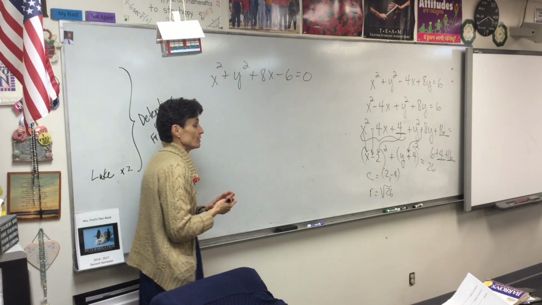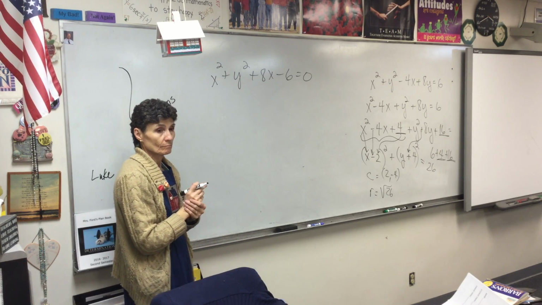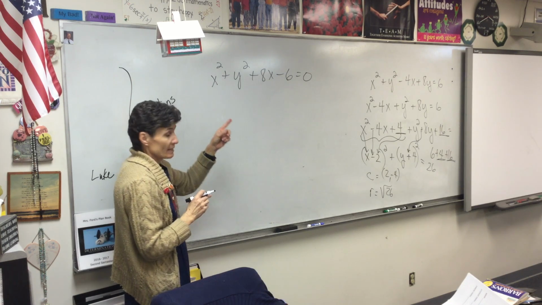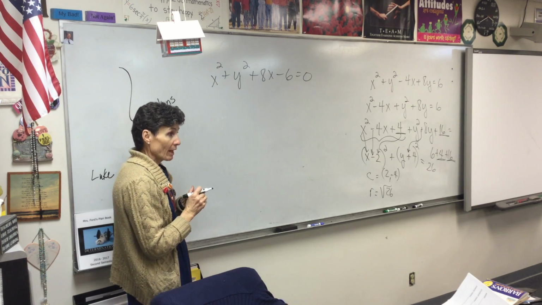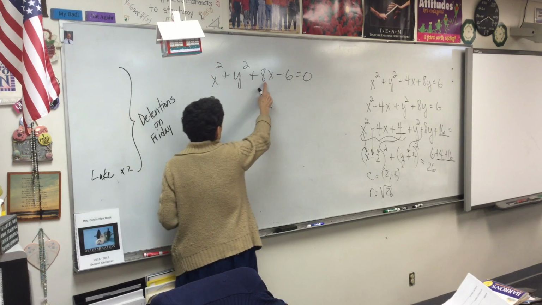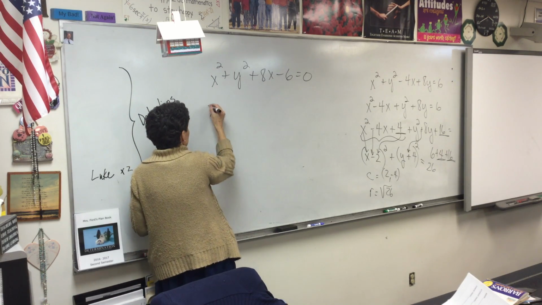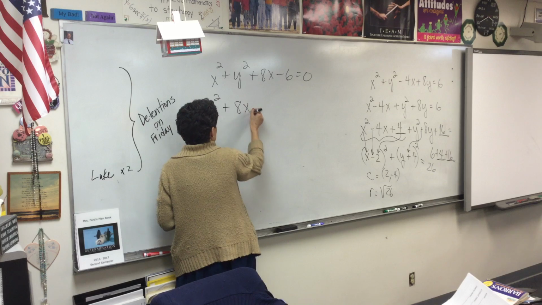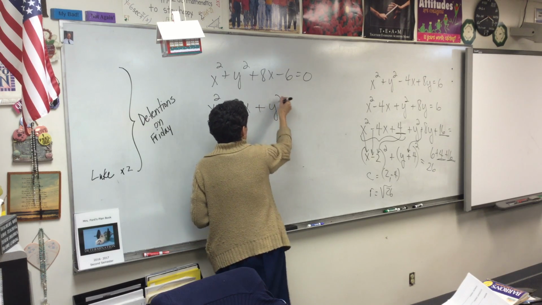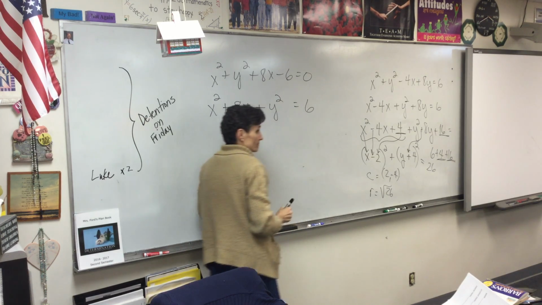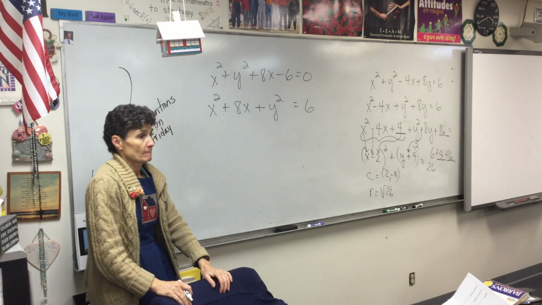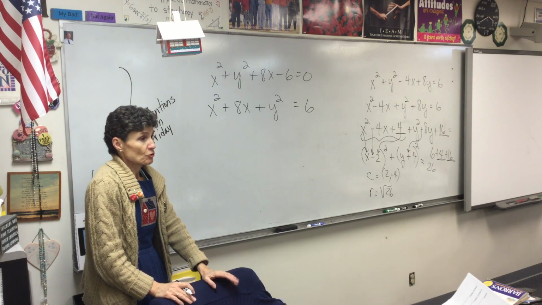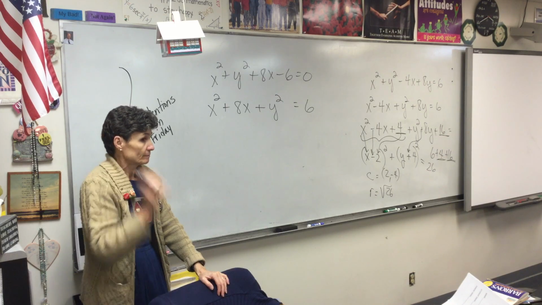So what do you think I'm going to do? I'm going to get rid of that 6. And while I'm at it, I'm going to go ahead and move the 8 over here with the x term. So I have x squared plus 8x plus y squared equals 6. Now look at that. Make sure you're following what I'm doing.